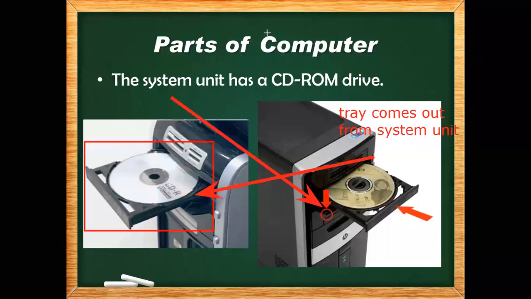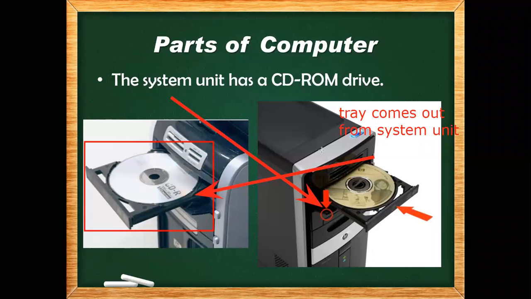Everybody understand this thing? What happened when we press the small button? The tray comes out from the system unit. Everybody should answer. A tray comes out from the system unit. Very good.